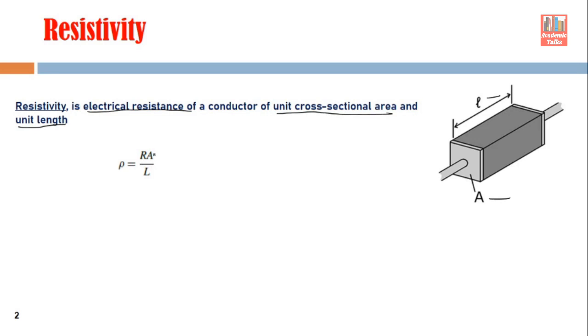So if the cross-sectional area is unity and the length is also unity, then resistivity is the resistance offered by a conductor of the given dimensions, that is unit cross-sectional area and unit length. Now the measurement of resistivity normally is done with these units. Typically it is ohm meter, or sometimes it is also mentioned as ohm centimeter.